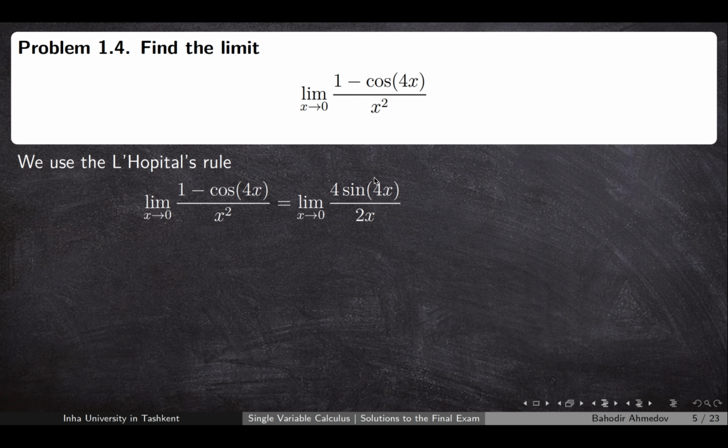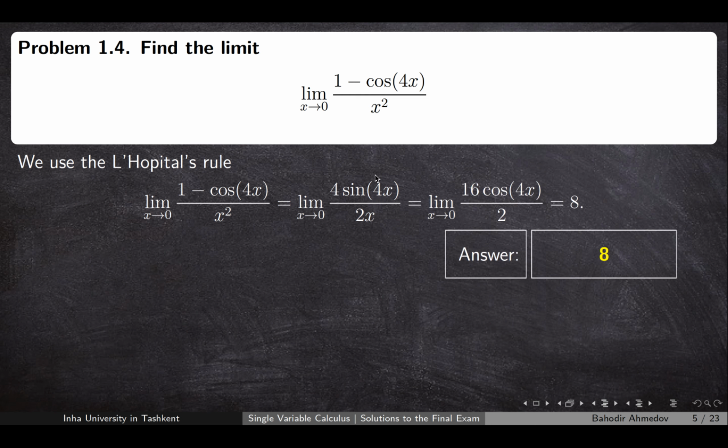If I substitute the 0 here, it's going to be again a 0 over 0 limit. And I need to take the derivative again. So this limit is equal to the derivative of the numerator separately and the derivative of the denominator separately. The derivative of the numerator in this case is going to be equal to cosine of 4x multiplied by 4, which is equal to 16 cosine of 4x, and the derivative of 2x is equal to 2.